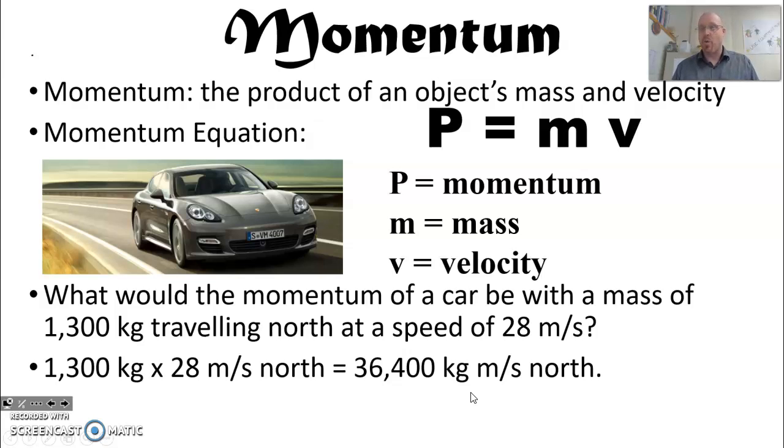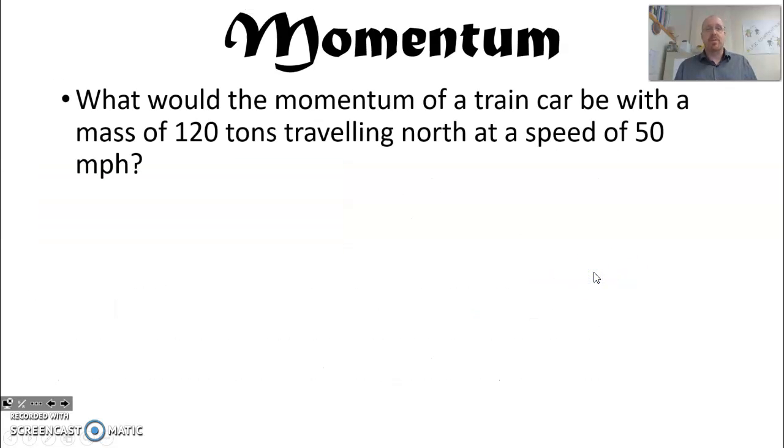Or have you guys ever watched a train hit a car that tried to beat the train to the train tracks? It's usually not very good for the car, and the train doesn't even know it smacked the car because there's so much momentum. Okay? Look at a couple other problems here. What would the momentum of a train car be with a mass of 120 tons traveling north at a speed of 50 miles per hour?